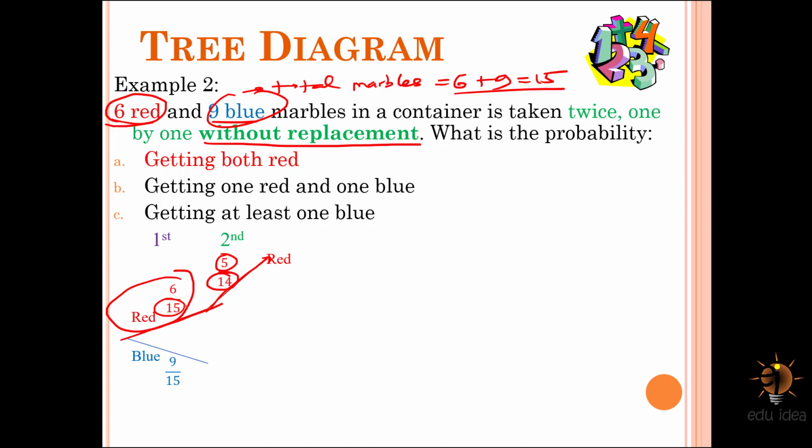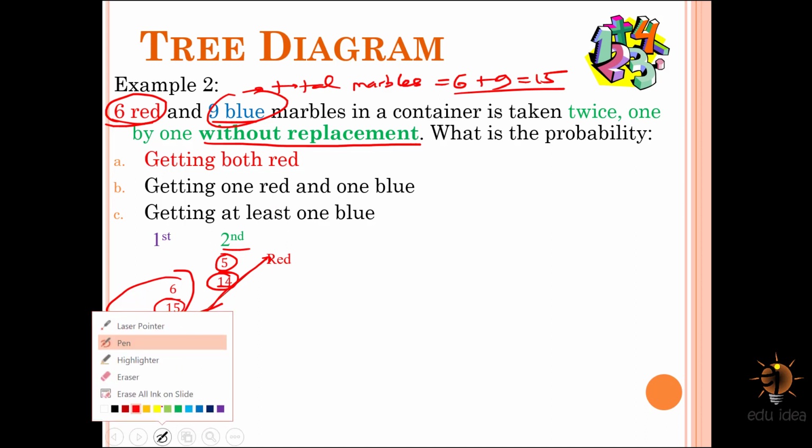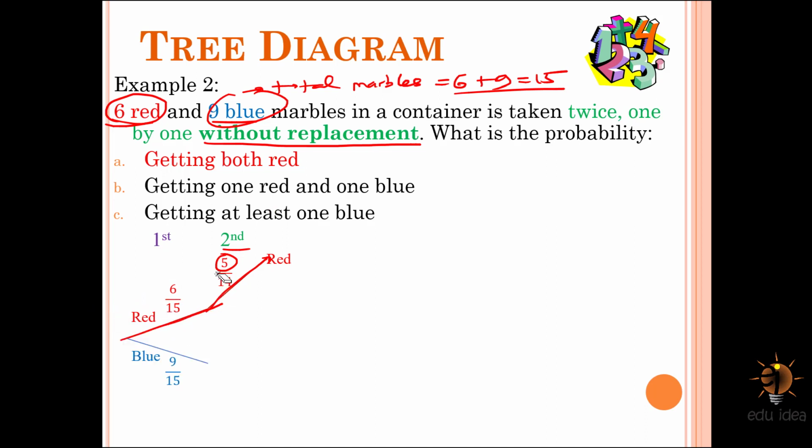In total we have 15 marbles previously, and because we have taken 1 marble without putting it back, the second time you take a marble it will not be 15 anymore, it will be 14, because you reduce it by 1, because you have already taken it, right? So that is for the red. Okay, the next one is the blue one.